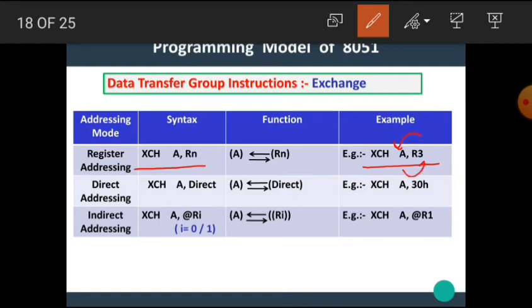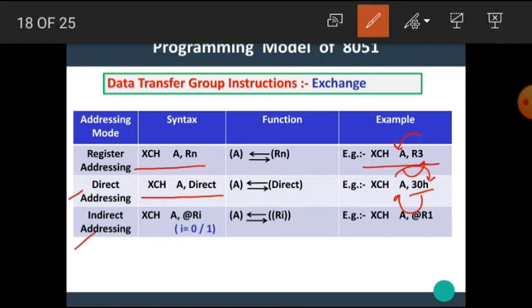The next addressing mode is direct addressing, XCH A, direct. For example, XCH A, 30H. After execution of this instruction, whatever the content in the 30H memory location is now in the accumulator, and the accumulator content is at the 30H memory location.